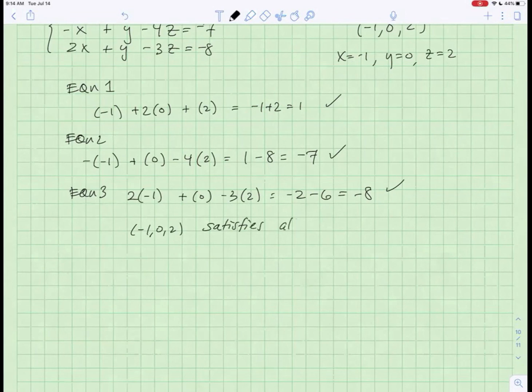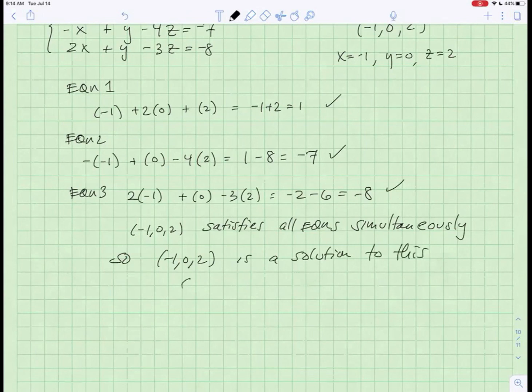And so negative 1, 0, 2 satisfies all equations simultaneously. So negative 1, 0, 2 is a solution to this system.